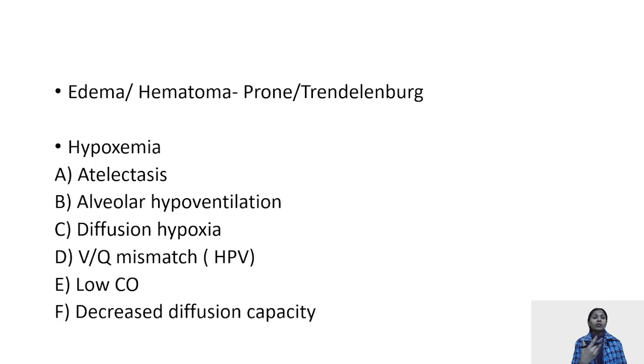We can have V by Q mismatch in patients. We can have diffusion hypoxia because the nitrous oxide was not stopped at least 10 minutes before the extubation. You can have hypotension in the patient, which can lead to hypoxemia, or the diffusion capacity of the patient, that is the parenchymal membrane, which is responsible for the exchange, could be distorted.